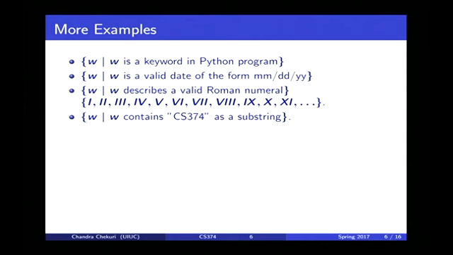But this is also more interesting. The set of all strings which contain CS374 as a substring. That's an infinite set, right? Isn't that an infinite set? Okay, so that's also regular. Why is that? Can we see why that is regular?